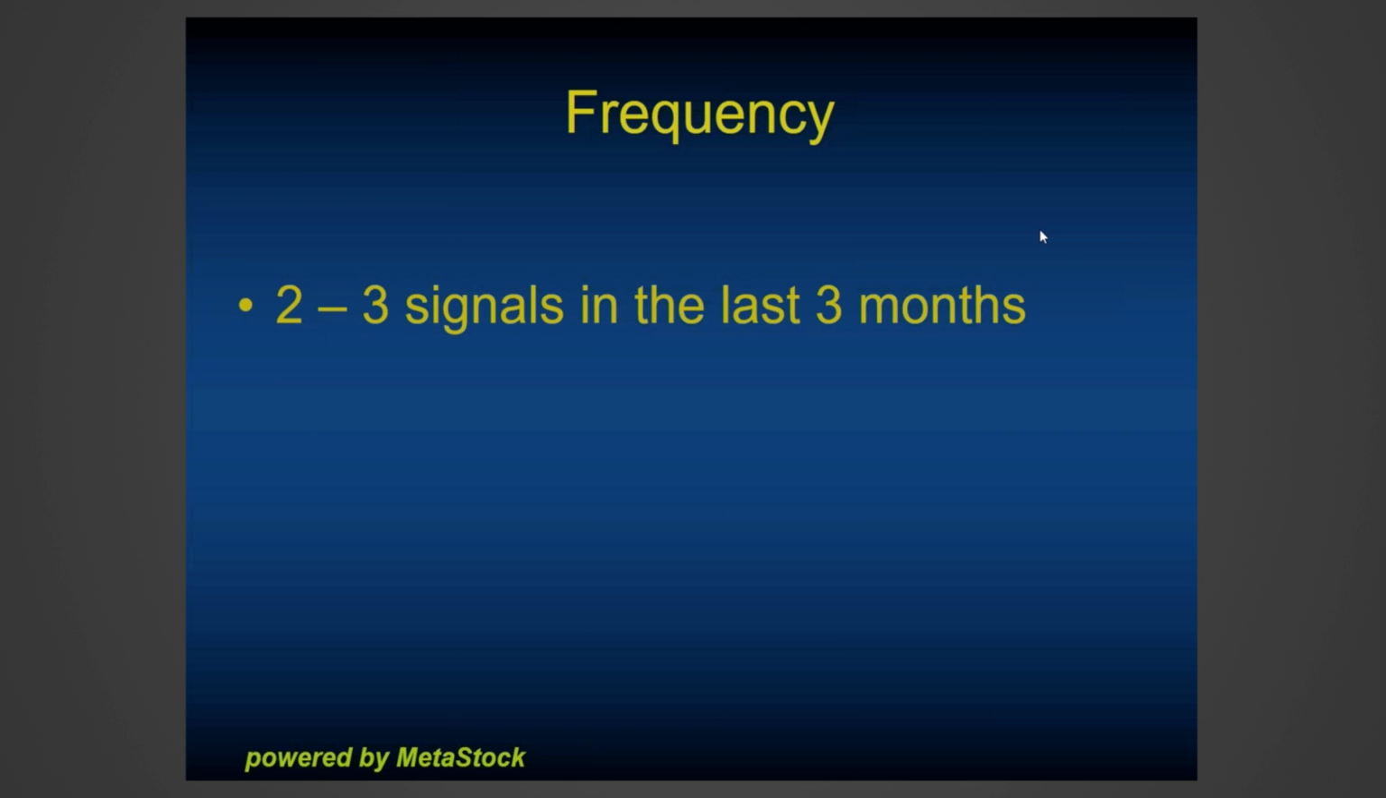Now, frequency comes into play. You'd like to see 2 or 3 signals in the last 2 or 3 months. Then you're seeing, well, this is a little bit better. If you only see 1 signal in the last 2 or 3 months, you can't really have that much confidence if it was a good signal or a bad signal. So you do like to see, hopefully, 2 or 3 signals in the last 2 or 3 months, at least 2. If you only see 1 signal in the last couple of months, it's kind of hard to really make a value judgment using this step.